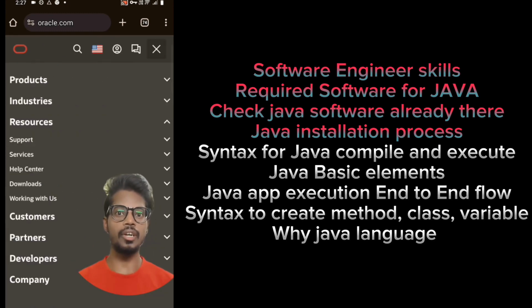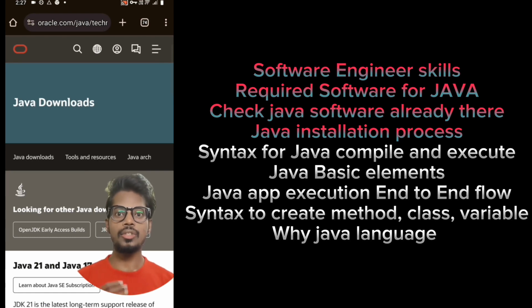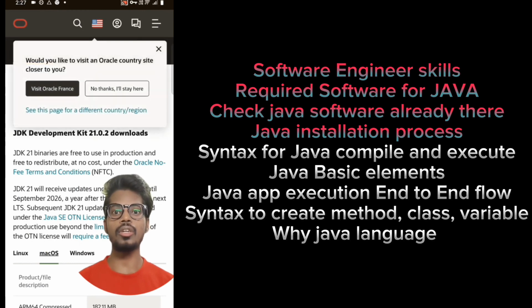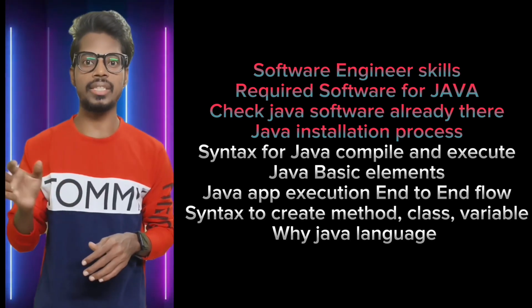Under resources we have downloads. Under downloads we have Java downloads. We have an option called Java software. Based on your system properties, we have to download the .exe file. You can just double click on it and click on next.